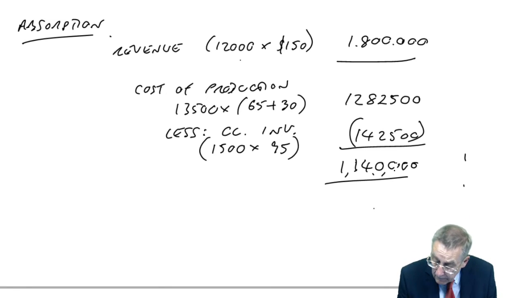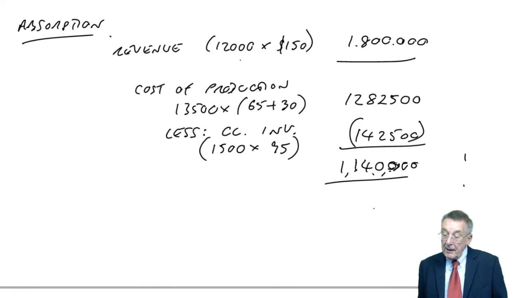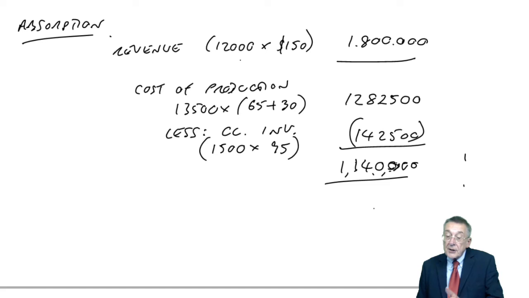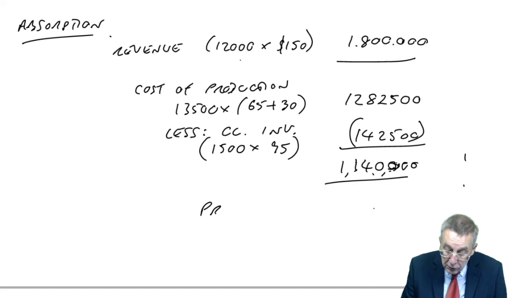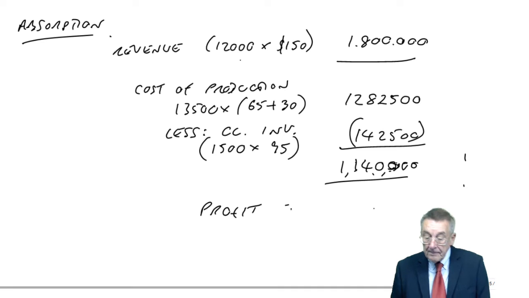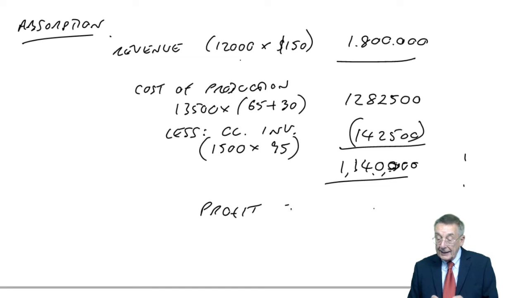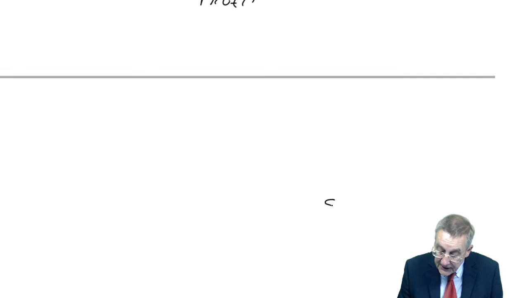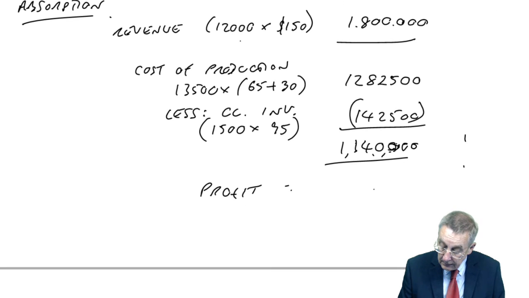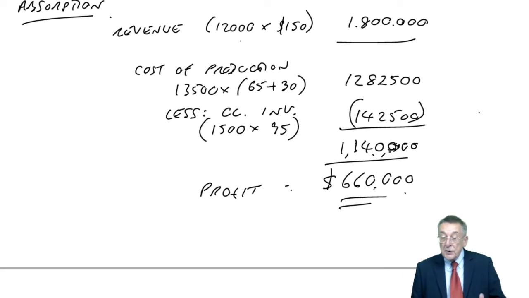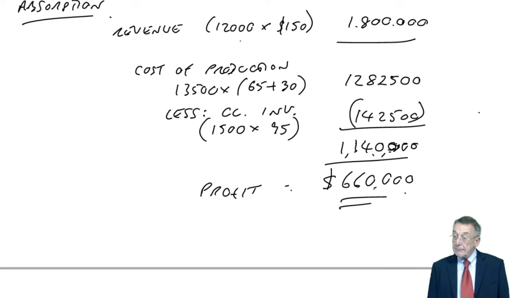I think that's right. Is that right? 1,140,000. That is correct. So there's the cost of sales, and therefore the profit using absorption costing. 1.8 million less 1.14 million. I get 660,000. So there's the profit using absorption costing.